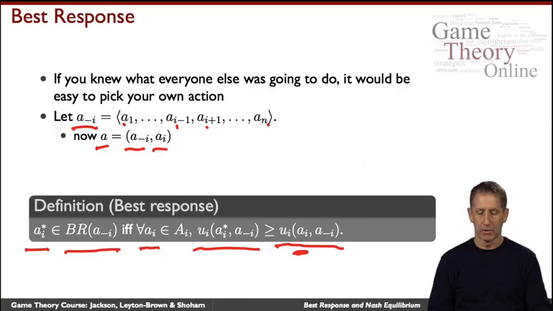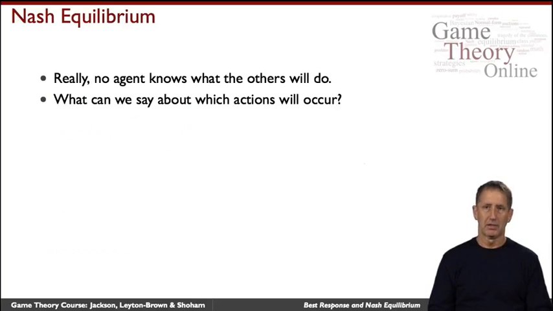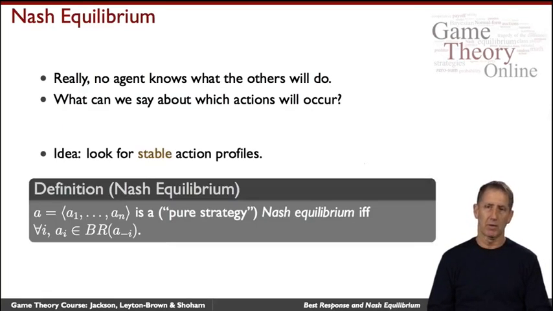A very intuitive notion, and that would bring us almost all the way there. The problem, of course, is that you don't know what the others will do. But that's okay, because we'll use the notion of best response as a building block to define what we call the Nash equilibrium. And the Nash equilibrium, briefly, is a set of actions, one for each of the agents, such that each is a best response to the others.